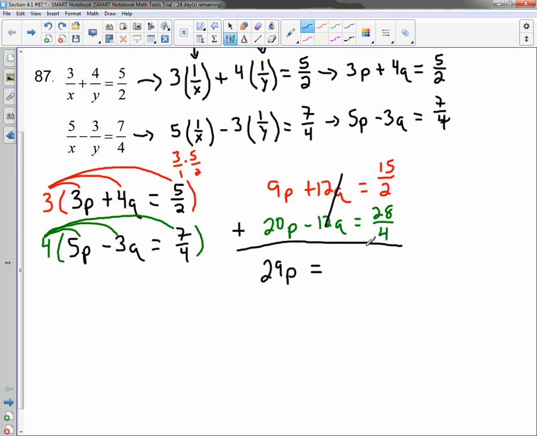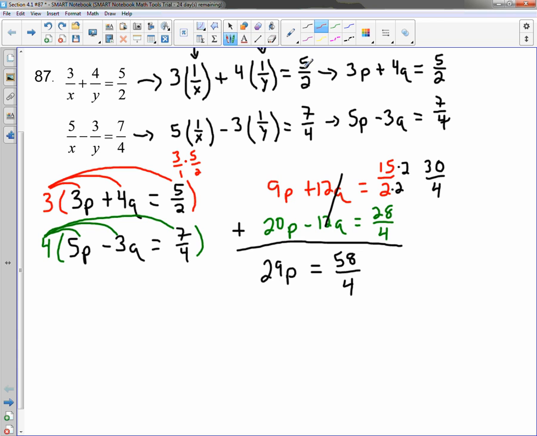Before I can add fractions, I have to have a common denominator. So the common denominator between 2 and 4 is 4. So I multiply this by 2, which gives me 30 over 4 plus 28 over 4 gives me 58 over 4. Okay, so I found common denominators and then I added the two fractions.